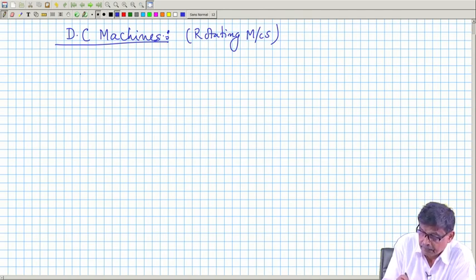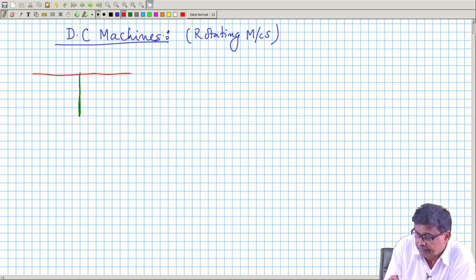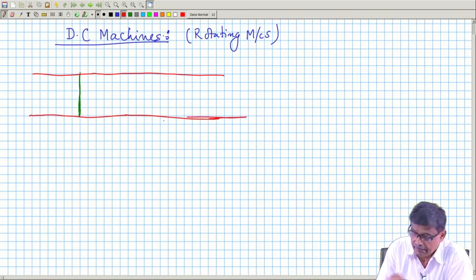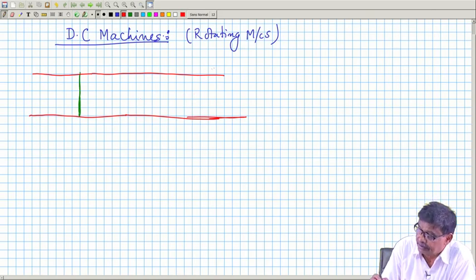a coil, a conductor. This is a conductor, okay? And suppose these two red lines are rails. This is a conductor and these two are rails, it has wheels, so that this conductor can move this way, that way, on these rails.